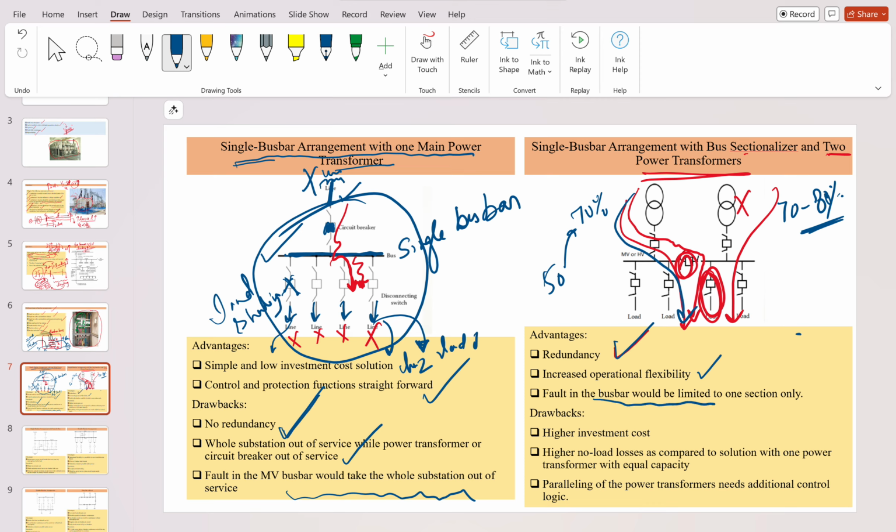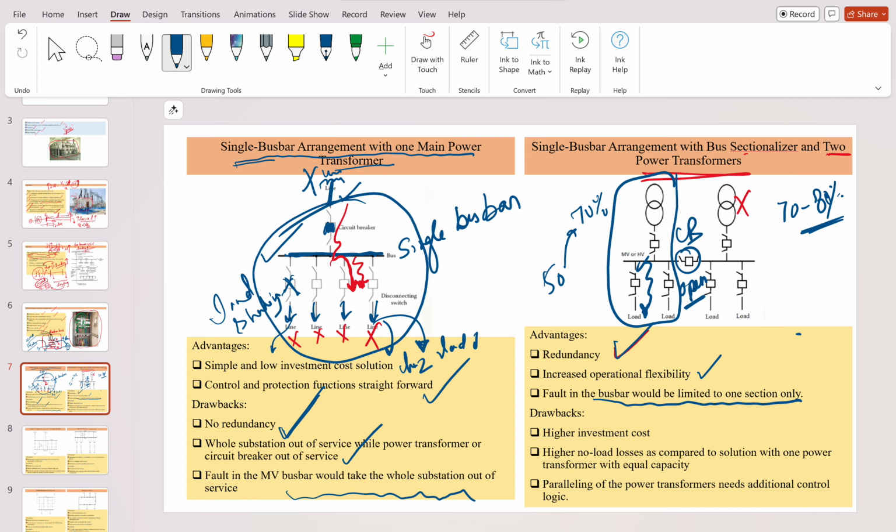And the fault in the bus bar is limited to one section, because here when you see, there is a CB connected here through the tie line. Suppose this bus bar went into a faulty situation. What we do is open this. When you open this, that section goes out of service, but this load will still be supplied in that situation as well, because you just have to isolate that bus bar. In that case, the other section will be in working condition.